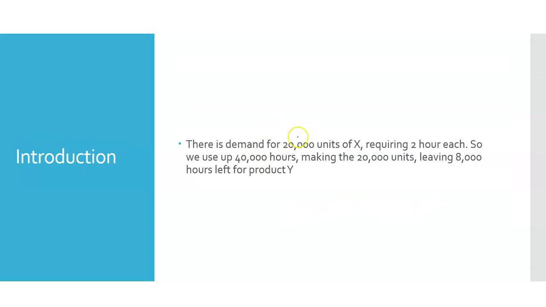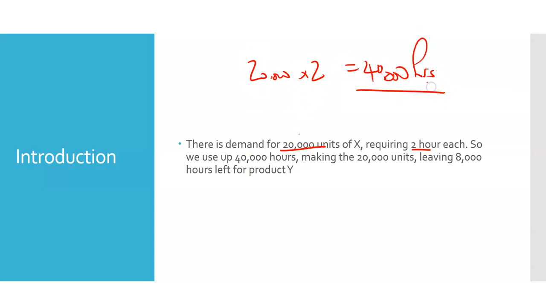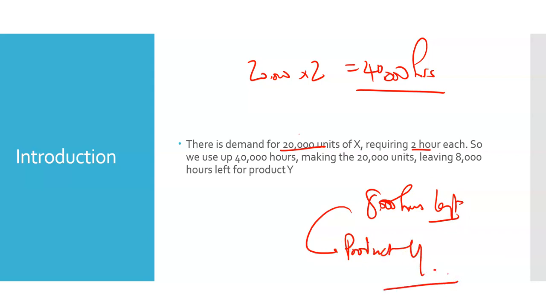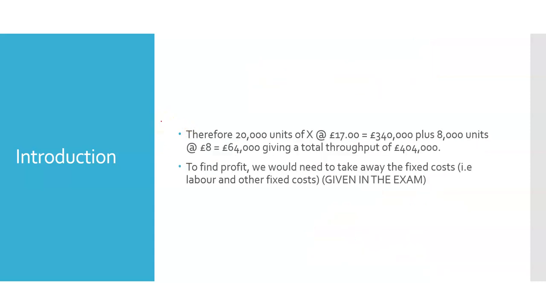It tells us there's a demand for 20,000 units of X, requiring 2 hours each. So we use up 20,000 times 2, and that's 40,000 hours, leaving 8,000 hours left to make product Y. Right. So there you are. We make all we can of product X because it's given us the highest throughput per hour.